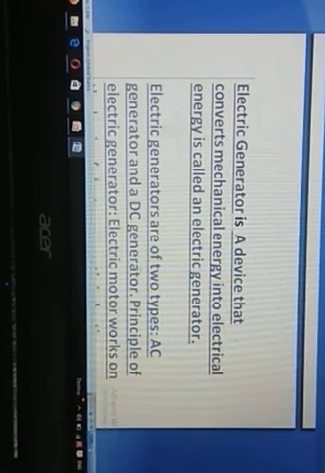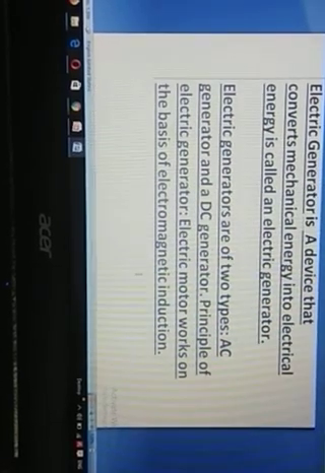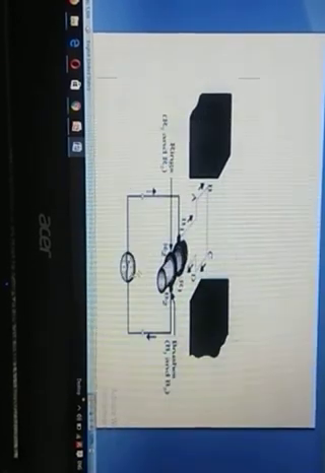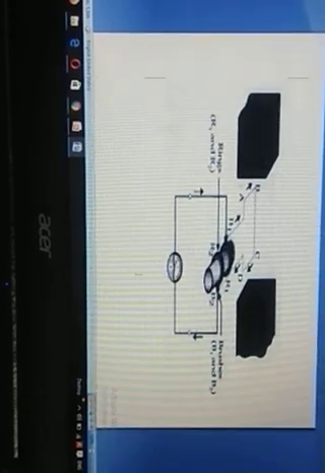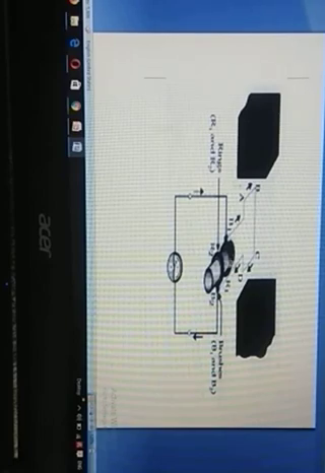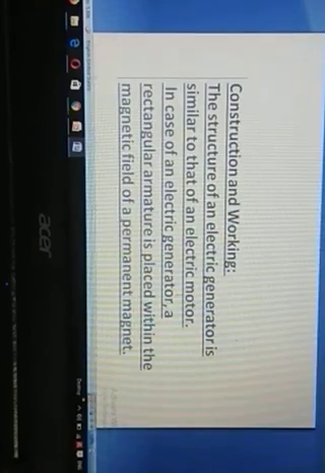An electric generator is a device which converts mechanical energy into electrical energy. Two types of generators are AC and DC generators. So this is the figure shown: north pole, south pole, brushes B1, B2, a rectangular coil A, B, C and D. There are two rings R1 and R2, and the galvanometer is attached in series.